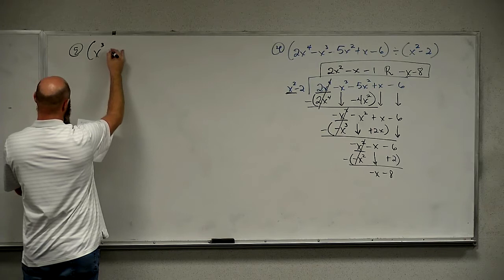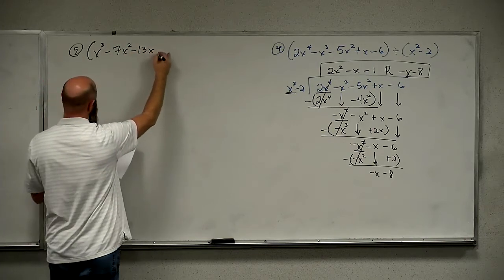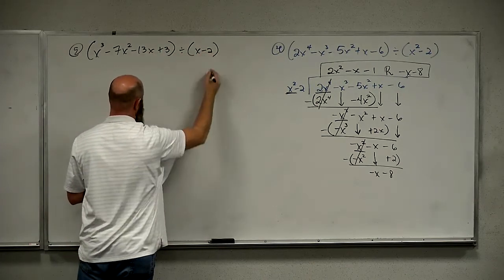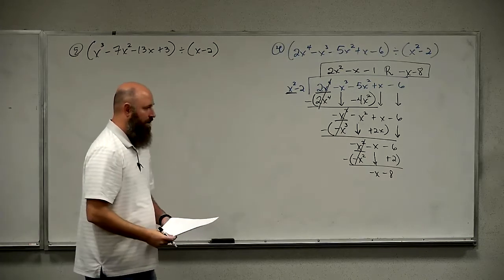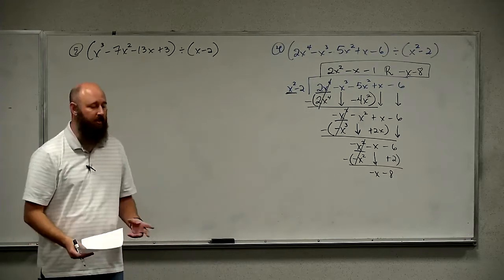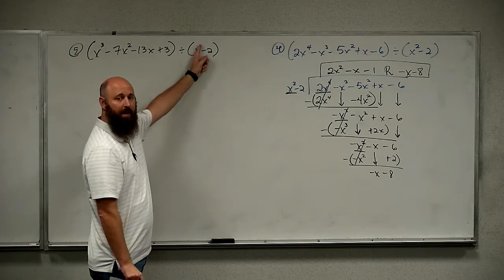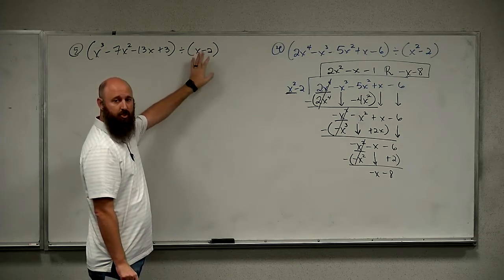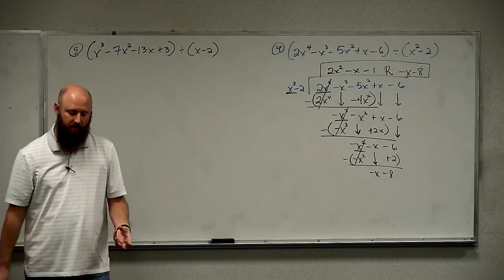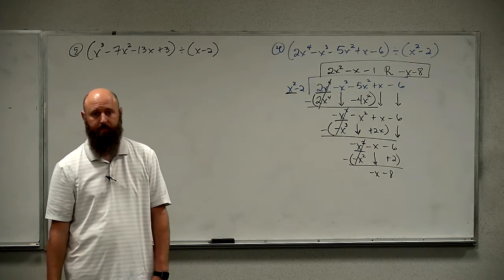So x to the third minus 7x squared minus 13x plus 3, divided by x minus 2. All right, so this method here is going to be using synthetic division. And the reason we can use synthetic division is we have this binomial. There's no number in front of the x. There's no power on the x either. So it's just an x plus or minus a number. When those two things happen, then we can use synthetic division.